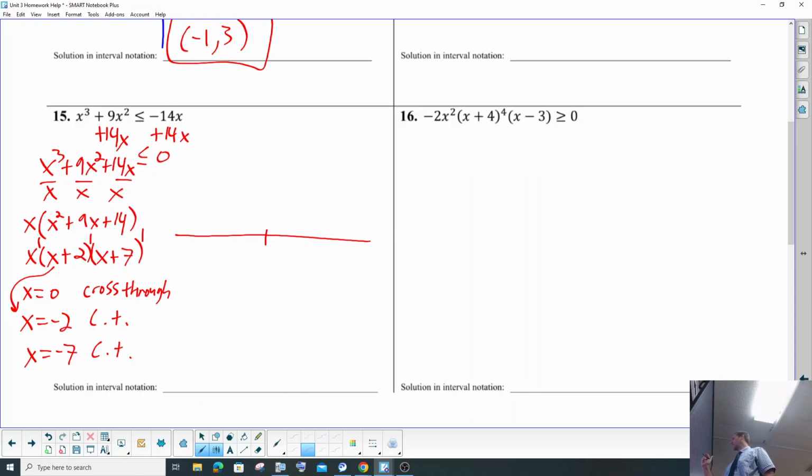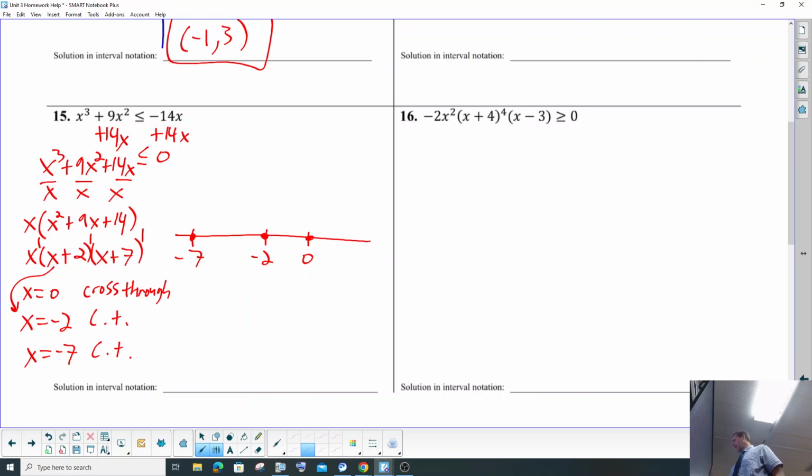So I see here actually that 0 is over here, and maybe negative 7 is way over there. Less than or equal to. That means what? Open hole or closed hole? Less than or equal to, so it is a closed hole. Good. So we have a closed hole at negative 7, negative 2, and 0, because it equals 0 when you plug those in.